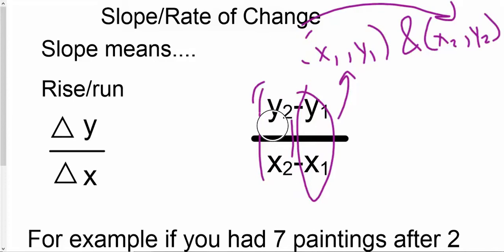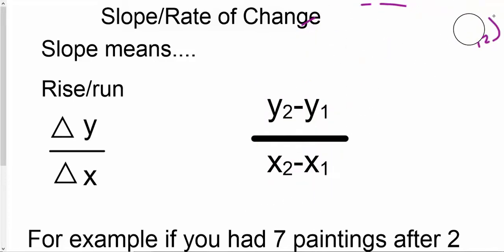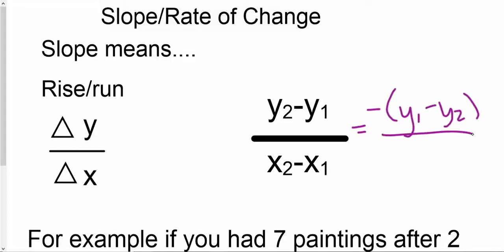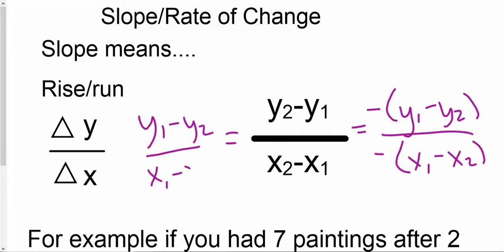We also don't necessarily care which one's x sub 2 and y sub 2, because we could just as surely rewrite this as negative y sub 1 minus y sub 2 over negative x sub 1 minus x sub 2, and the negatives would cancel out, and we'd literally be left with y sub 1 minus y sub 2 over x sub 1 minus x sub 2. So don't think that you have to do the second coordinate minus the first. It can be any order as long as the x and y go together.